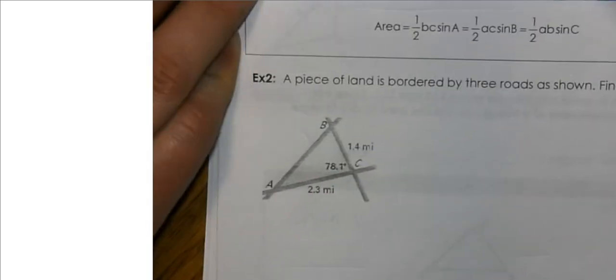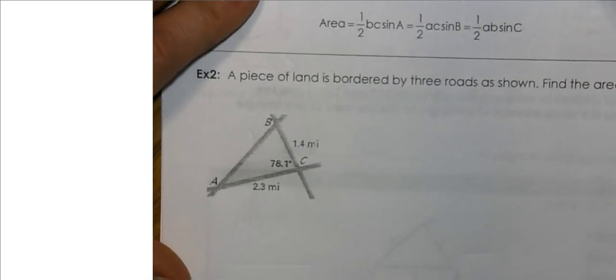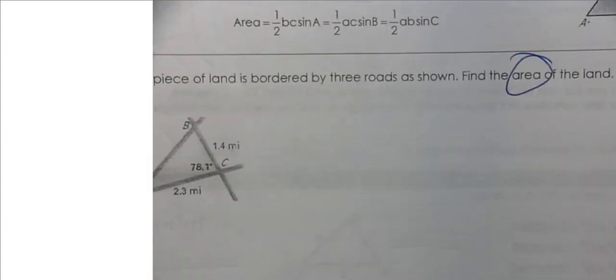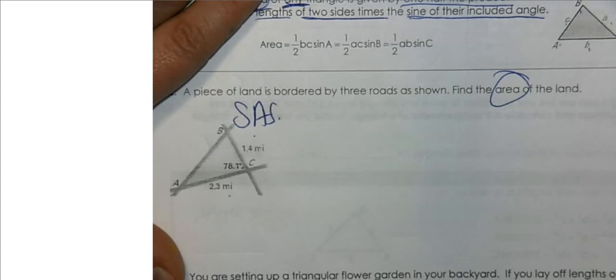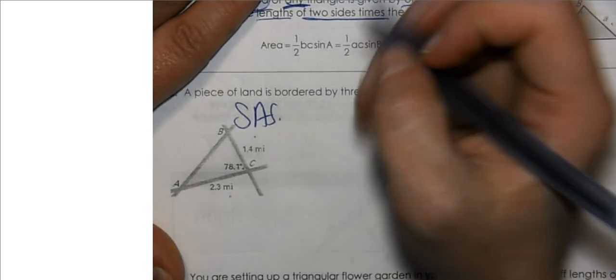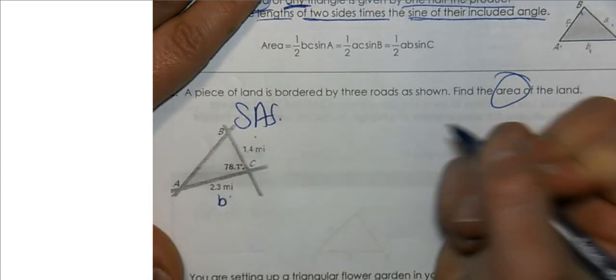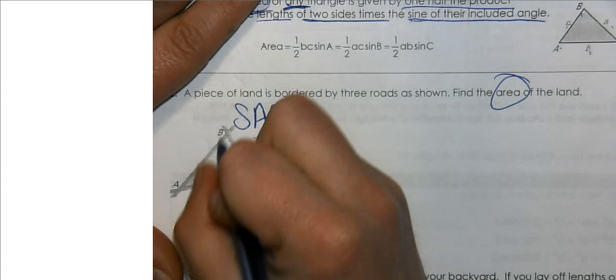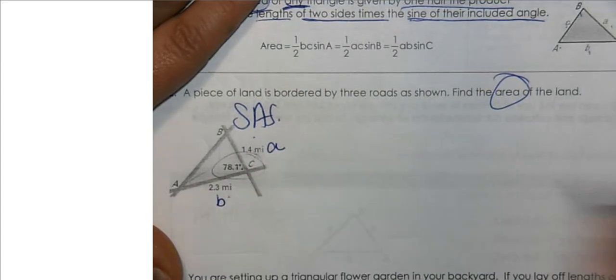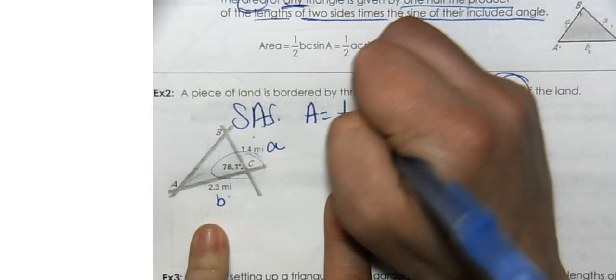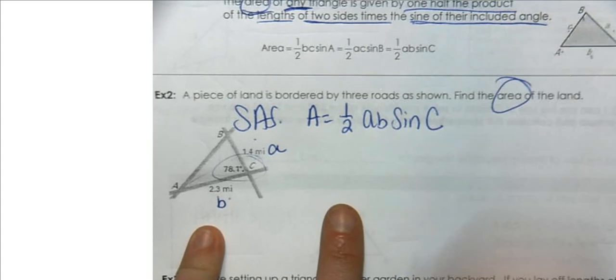So in this problem, example number 2, it says a piece of land is bordered by 3 roads as shown. Find the area of the land. So here is a side, an angle, and a side. We are given side, angle, side. And if you are given side, angle, side, we're going to be working with our area formula. So it looks like we are given little b, we know little a just going right across from those angles, and we know angle C. So the formula that we'll be working with is 1/2 a times b times the sine of angle C.